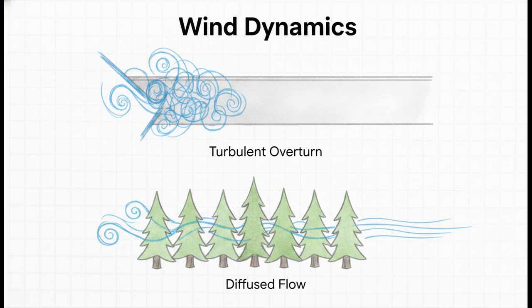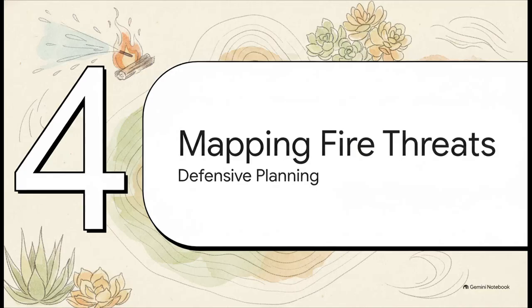Instead, your windbreaks must permit 40 to 70% of that wind to pass straight through. By planting a semi-permeable zigzag tree line, you create geometric friction. You aren't stopping the wild energy, you're just perfectly diffusing it across your site. Section 4. Mapping fire threat vectors, defensive planning.